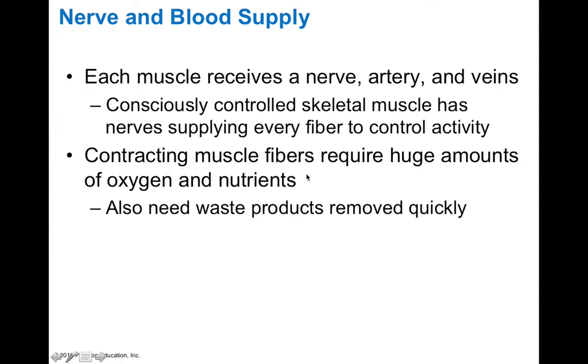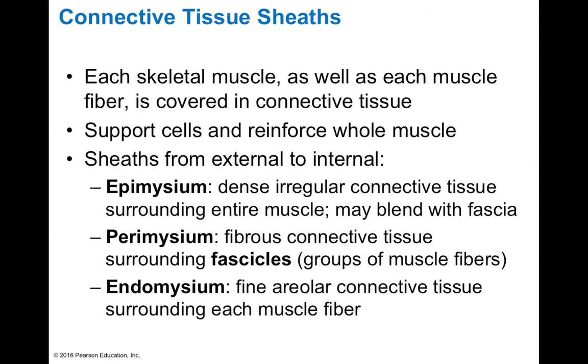Now, contracting muscle fibers requires huge amounts of oxygen and nutrients, which explains why we need so many arteries and veins to supply blood flow, as well as carry nutrients and wastes to and from the tissue. And these wastes need to be removed quickly in order to keep the skeletal muscle able to function normally.